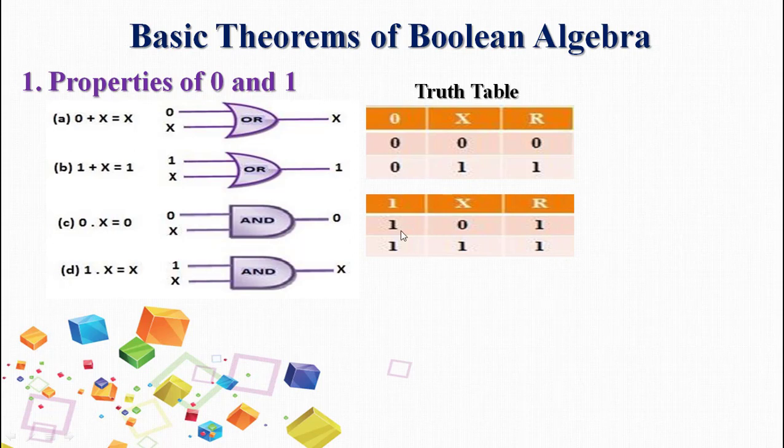So addition will be done here. 0 plus 1 will be 1, or 1 plus 0 will be 1. Whatever you take, left to right or right to left, doesn't make any difference in the addition. 1 plus 1 is also 1. So the result is always 1, which is matching with the constant value called 1. So x added with 1 is always 1, that is proved by the truth table.